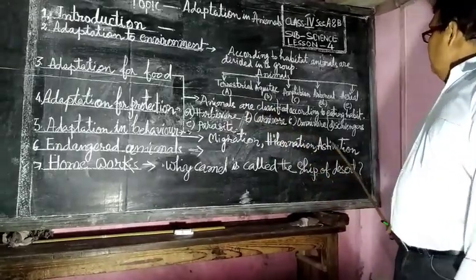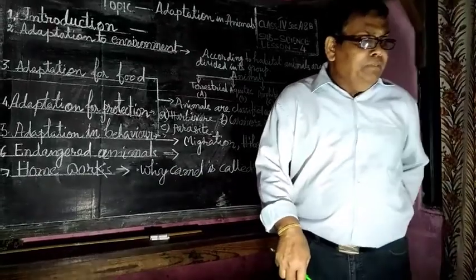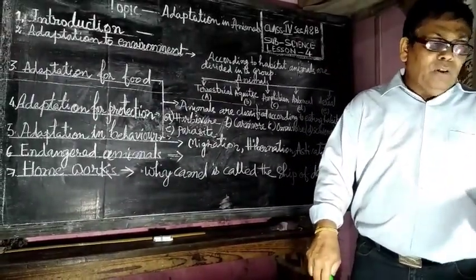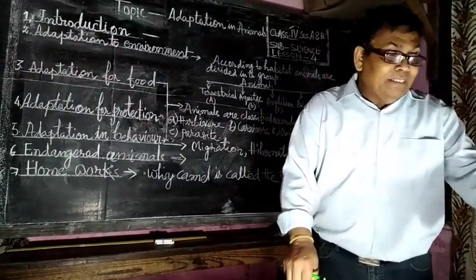Our next one is estivation. What is estivation? Estivation is the long summer sleep. For example, insect, snail, crocodile, etc. sleep during the long summer.